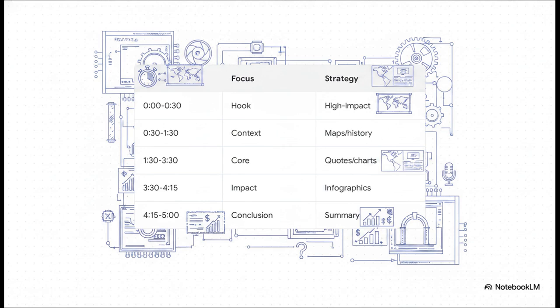After that, from 3:30 to 4:15, we transition to the impact or economy section, which visualizes market shifts or public response with infographics. And finally, the last 45 seconds, from 4:15 to 5 minutes, is completely dedicated to the conclusion, which summarizes everything and gives you a clear what to watch for next outlook.